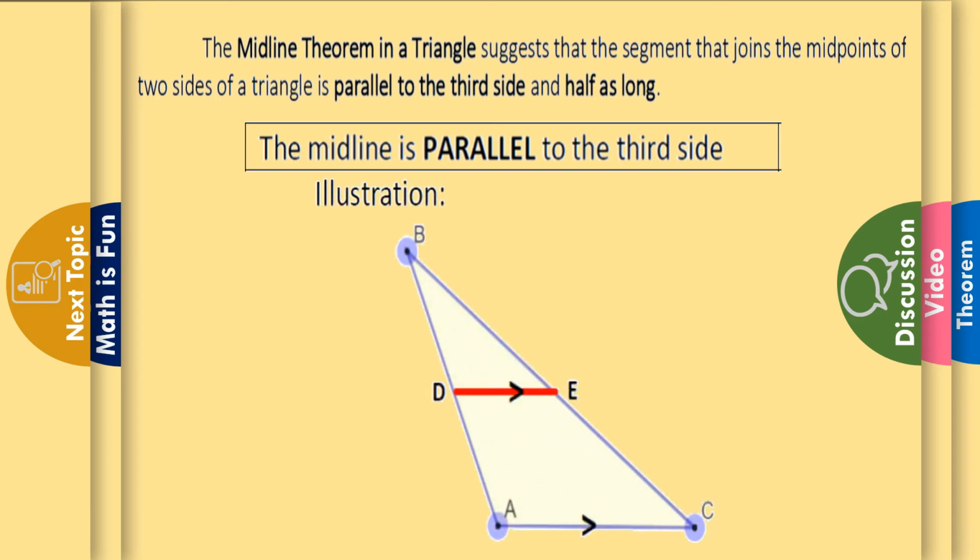In this illustration, we have triangle ABC. Point D is the midpoint of side BA, and point E is the midpoint of side BC. If we connect those midpoints, we will have line DE, and line DE is called the midline, and it is parallel to the third side, which is side AC.